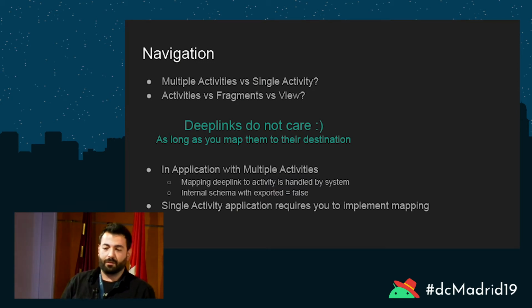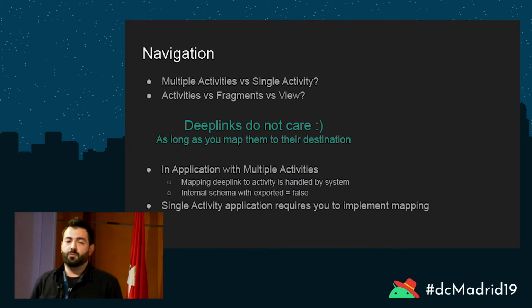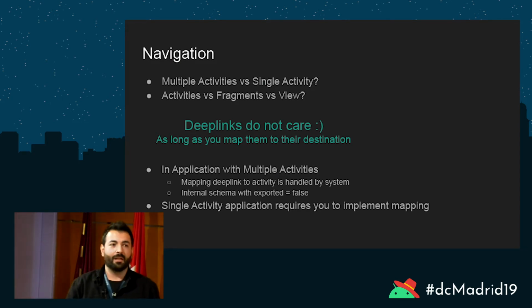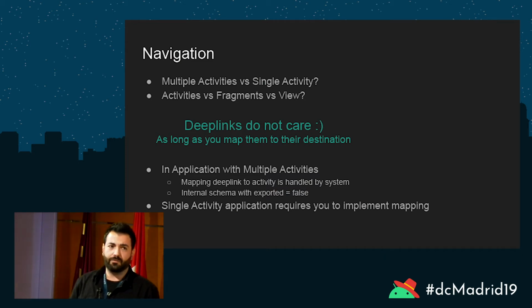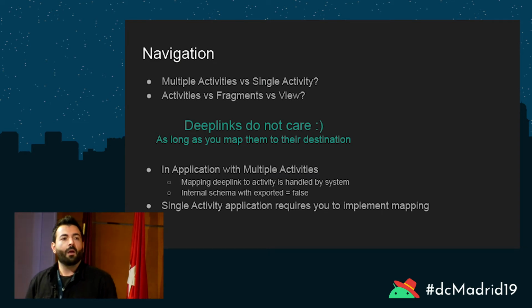How about single activities, right? Activities versus fragments versus views. Frankly, deep links do not care, as long as you map their destination. For multiple activities in an application, that is already handled by the framework. You just define in the manifest that this activity has this deep link. The framework will make sure that whenever that deep link is launched, your activity is going to be open.